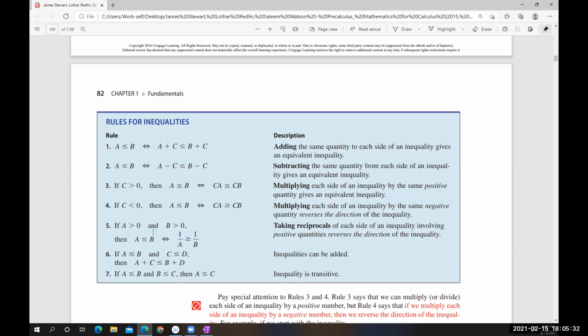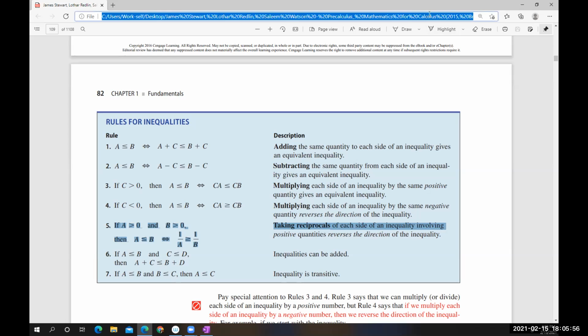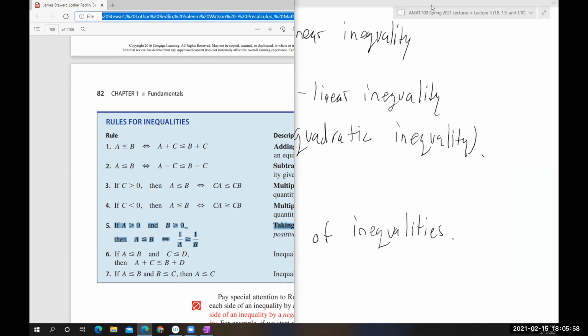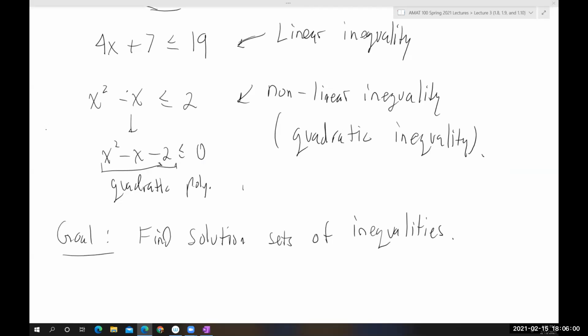And these are not hard to prove. I can go over the proofs of these on Friday when we meet. The next one is that if you have A is less than B and C is less than D, you can add these inequalities. And the last one is so-called transitivity, which is pretty obvious. If A is less than B and B is less than C, then A is less than or equal to C. So we want to keep these rules in mind when we're simplifying inequalities.